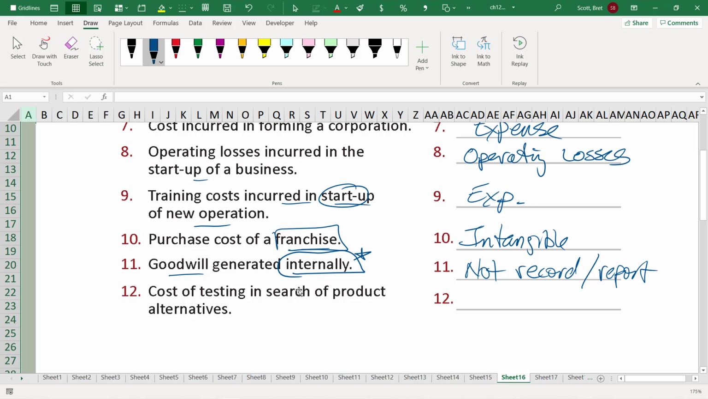Generally, when we use the word goodwill in accounting, it means something very, very specific. It means the excess that we paid over the fair value of net assets of the company. If you hear someone talk about goodwill, make sure that they're using the term very specifically. Yes, there's goodwill generated internally. I've rarely heard people talk about goodwill generated internally. It's mostly just external. Cost of testing in search of product alternatives. So we're like searching around, poking in the dark. That's R&D, which means expense.